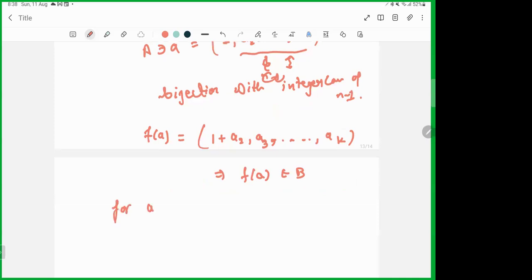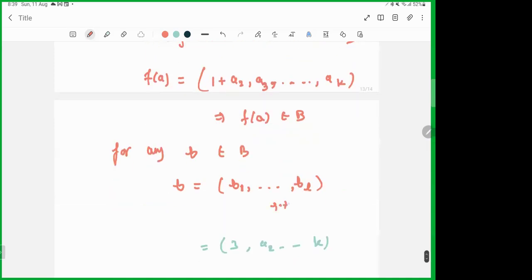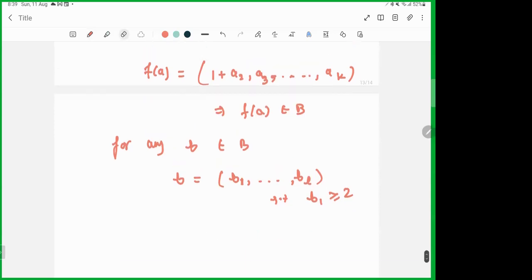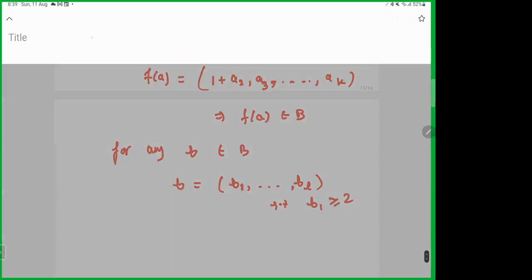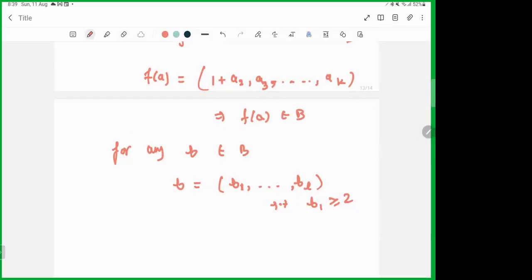So for any b belonging to B, b is of the form b1, b2, ..., bl, let's say, such that b1 is greater than or equal to 2. So how will you construct such an a such that f of a is b? How will you construct such an a? Now it should be clear. So choose a equal to what?